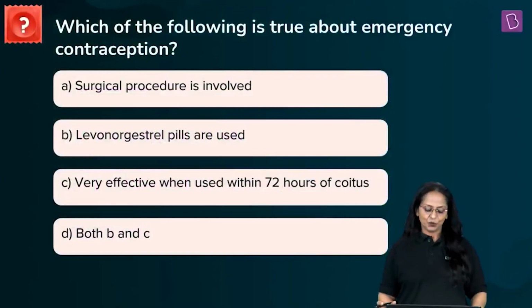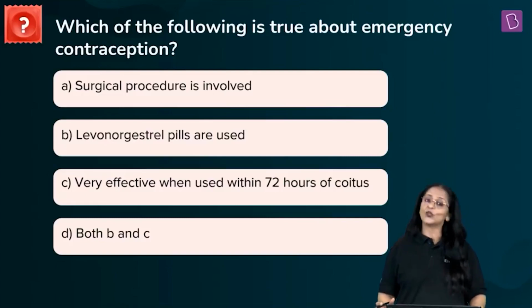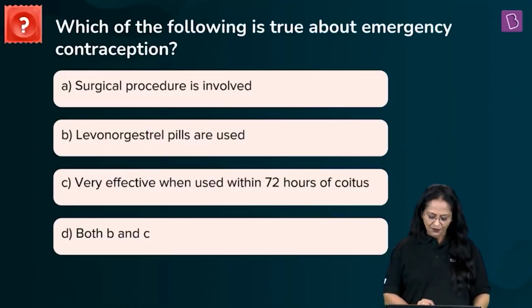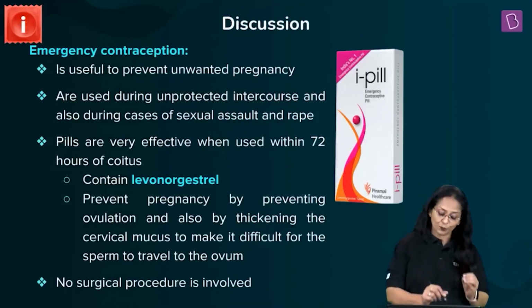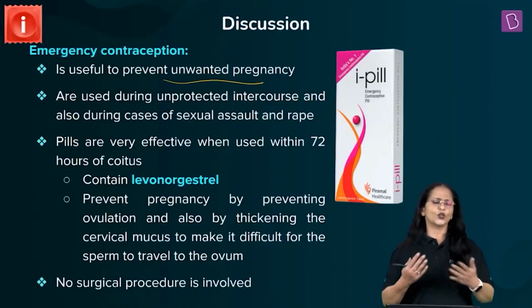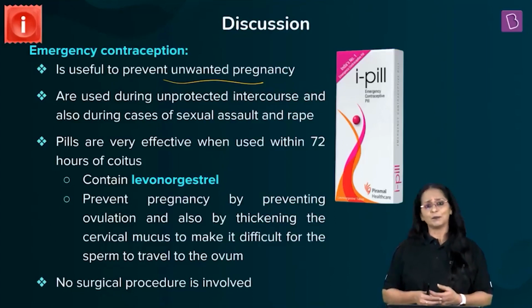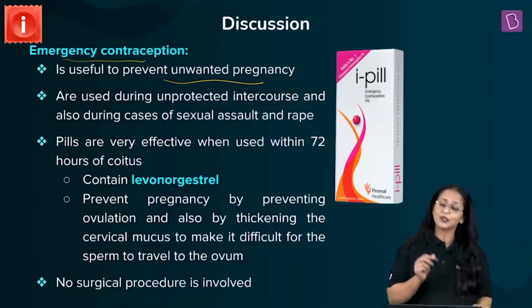Let's see this question. Which of the following is true about emergency contraception? A. Surgical procedure is involved. B. Levonorgestrel pills are used. C. Very effective when used within the first 72 hours of coitus. D. Both B and C. Emergency contraception is useful only to prevent unwanted pregnancies. Suppose a couple has sexual intercourse without any protection, without any contraception, and they suspect a pregnancy. Or in the case of sexual assault or rape, in such cases, emergency contraception is used.